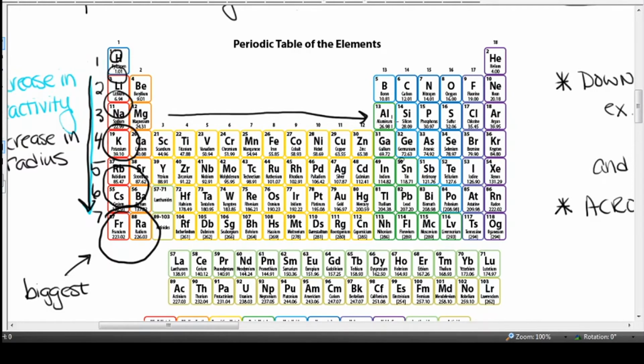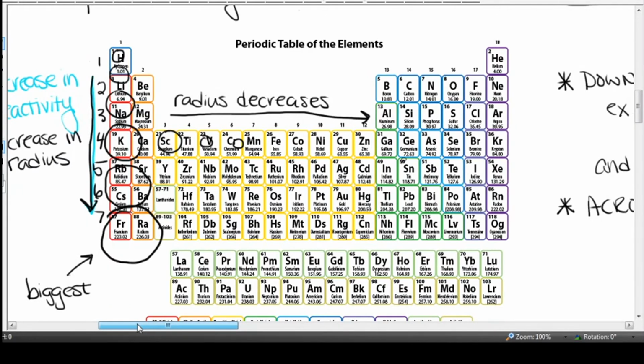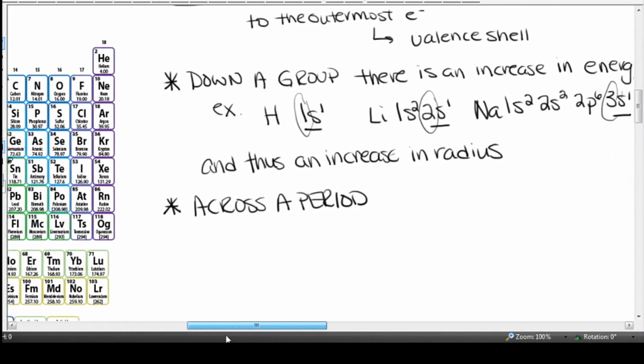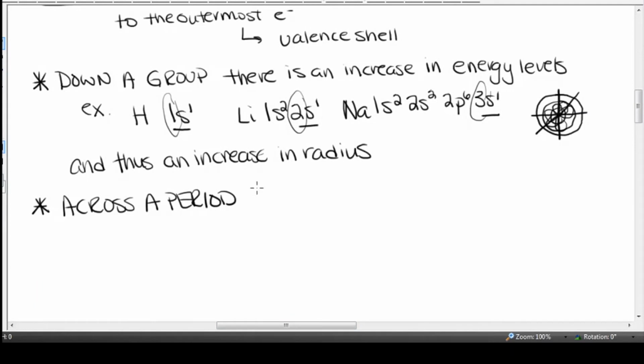So you might think that the size of the radius stays the same because they're all in the third energy level. Turns out they actually get a little bit smaller. So when we go across periods, radius decreases. Now, the reason for that, pretty simple. Across a period, there is no change in energy level.